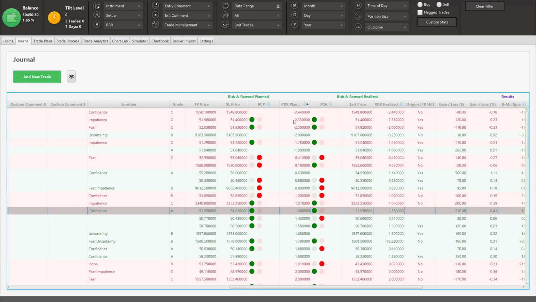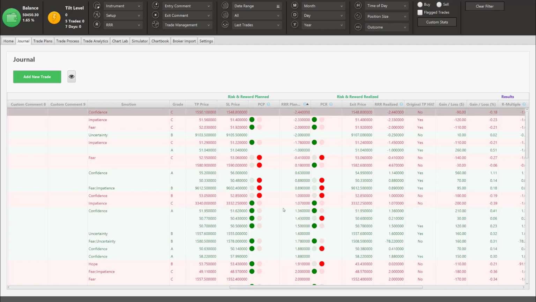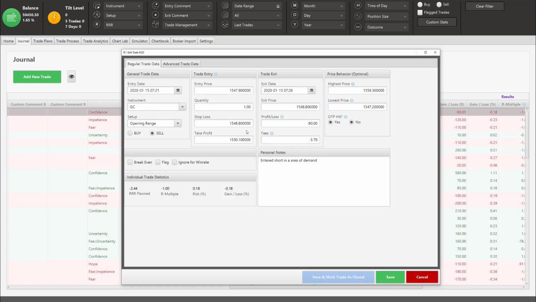Another thing that you can do is also sort for the reward to risk ratio, and then you will see immediately, do you have many negative ones and what is the problem. You can see that even though the trader filled out the stop loss and the take profit for this trade, the reward to risk ratio is negative. So what is the issue here? The problem here is that the take profit price is higher than the entry price. And this is a sell trade or a short position. So the take profit price should be underneath and below the entry price.